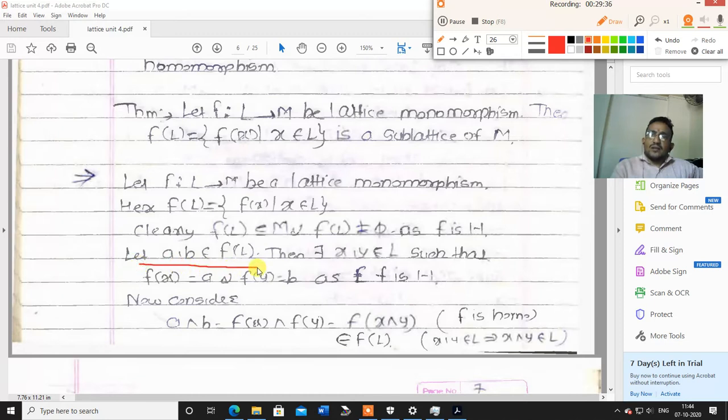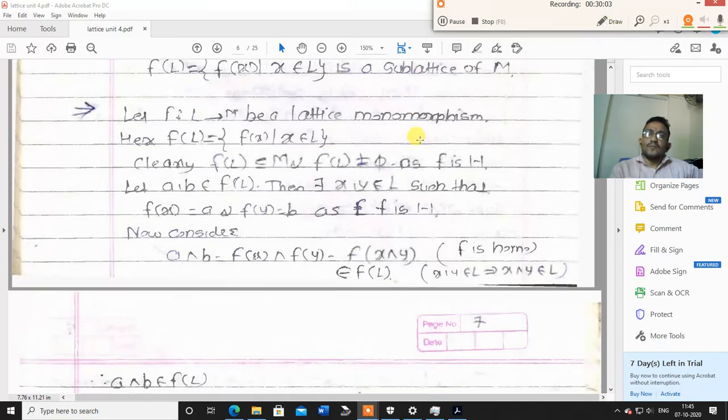So let A and B be elements of f of L. Then by definition we can say there are x and y in lattice L such that f of x is equal to A and f of y is equal to B, because f is a one-one. Okay, so we have to show that it is a sublattice. Sublattice म्हणजे काय? Whenever A and B are elements of L, then their meet and join from the lattice मध्ये असला असेल, you can say it is a sublattice.